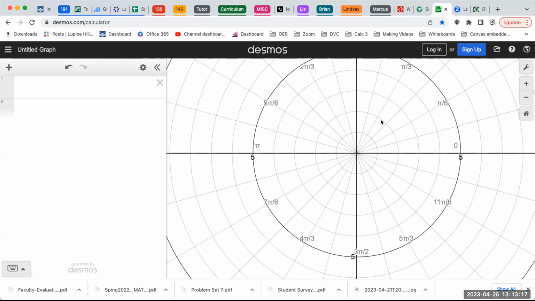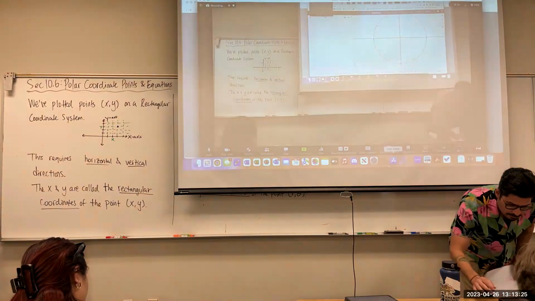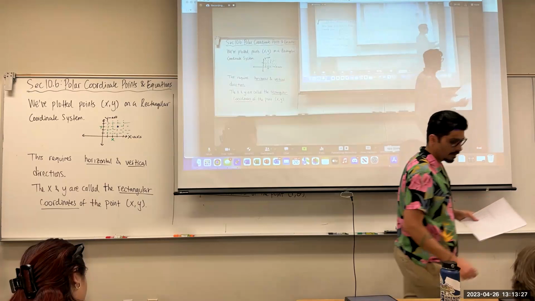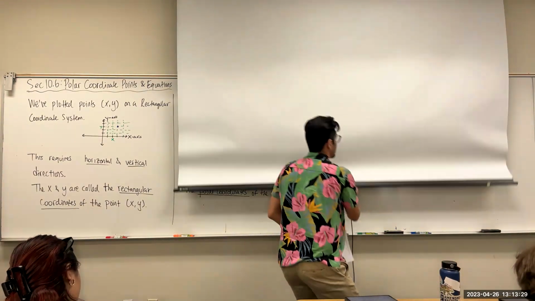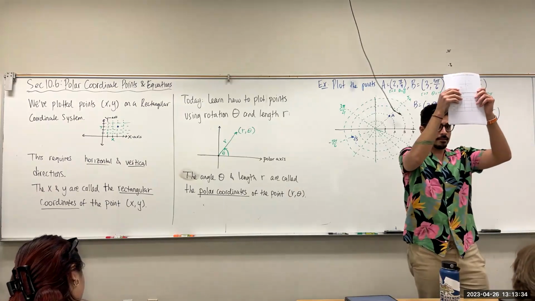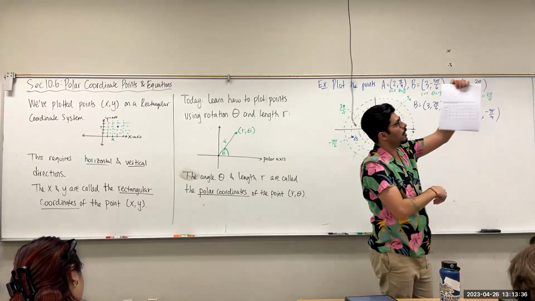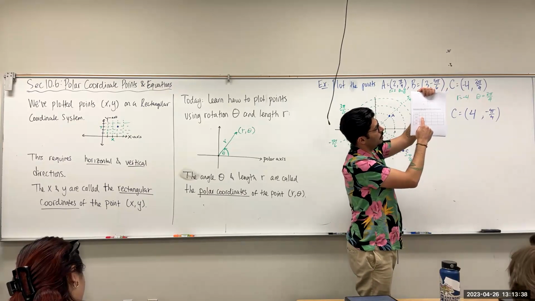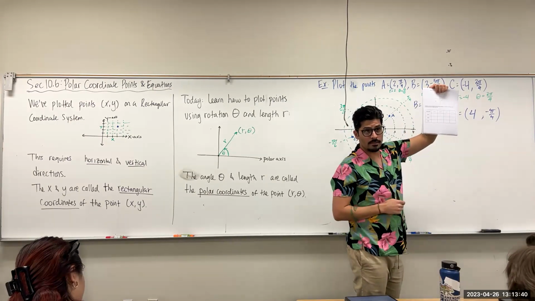All right. So I'm gonna pass this out. Let me explain it real quick. So you have 3 points, A, B, and C. And for each point, for point A, you're gonna write it 4 different ways.